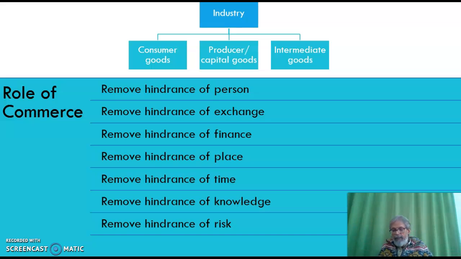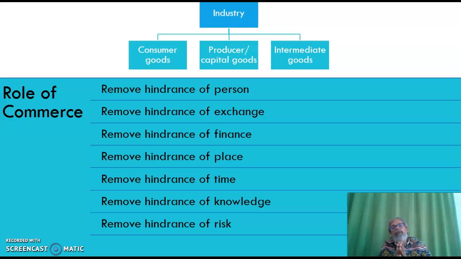Again, when we see the role of commerce, what is the role of commerce in the present time? In the present time, commerce is associated with an organized system for the exchange of commodities and the distribution of the finished goods. Here it is associated with the exchange of the commodity and the distribution of the finished goods.